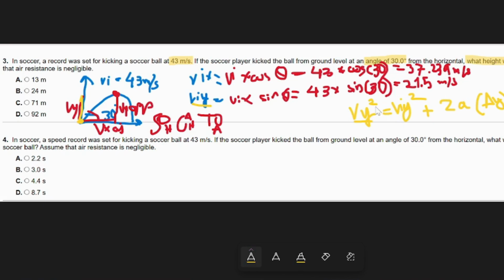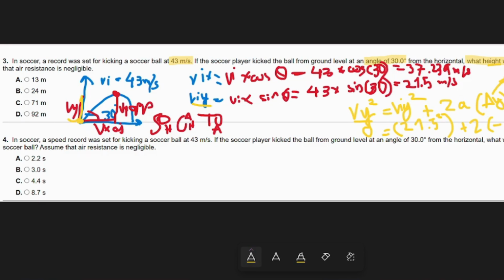Okay, now let's put the values in. We know that this place over here is considered 0, and 0 squared is just 0. Viy squared is going to be this value squared, 21.5 squared, plus 2, and since this is a projectile, our acceleration is negative. And for delta y, let's do a quick explanation of this. Delta y stands for the height.